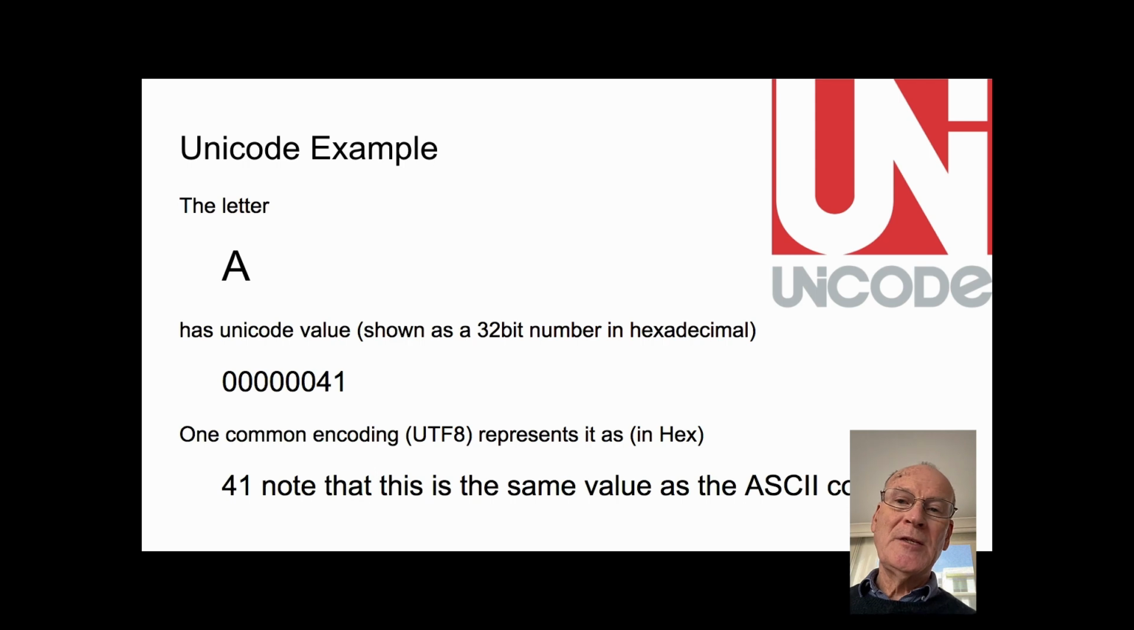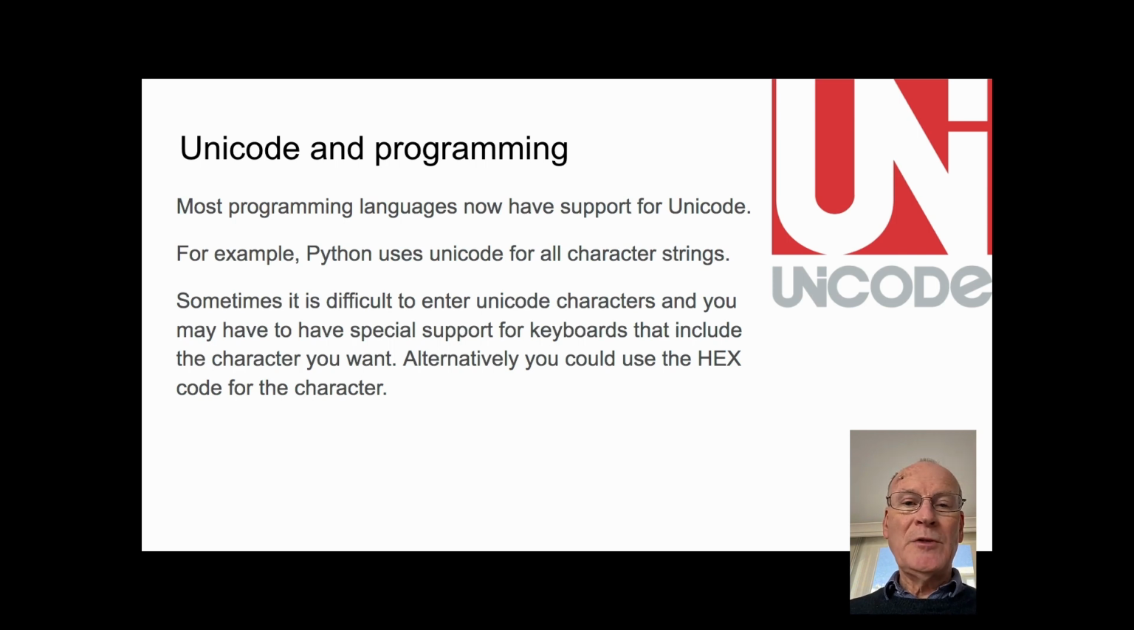Here's another example. So the letter capital A, remember I showed you what the value was for ASCII. In Unicode, it has basically the same value, but here I've written it as a 32-bit hexadecimal number, and it's simply the number 41. If we were to encode this in UTF-8, then it becomes still 41, except we drop those leading zeros, which is the same as the ASCII code. Most programming languages now have support for Unicode, and for example, the language you will use in this course, Python, uses Unicode for all its character strings.